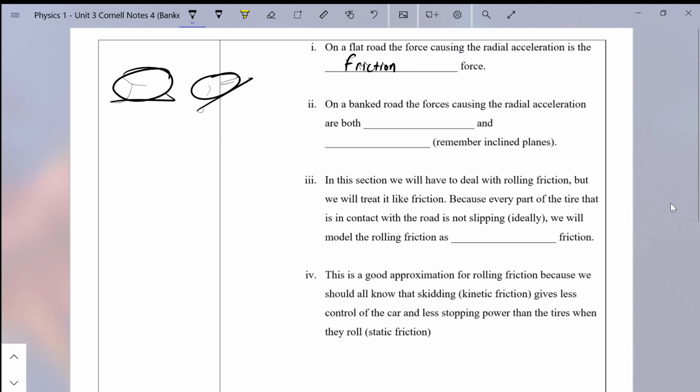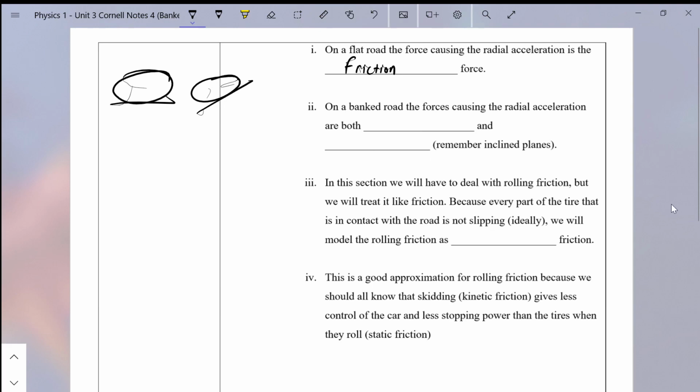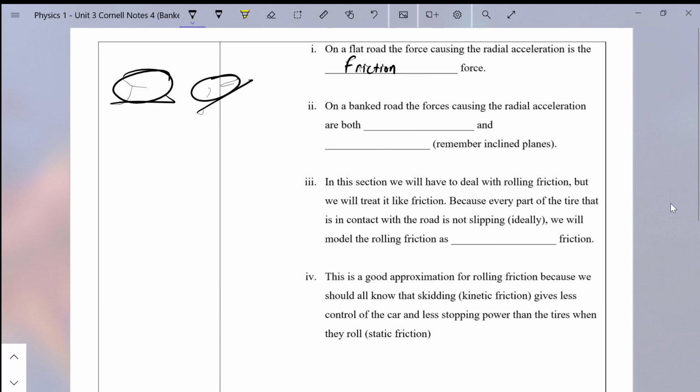So on a banked curve or banked road, the forces causing the radial acceleration will be both a friction force and gravity.